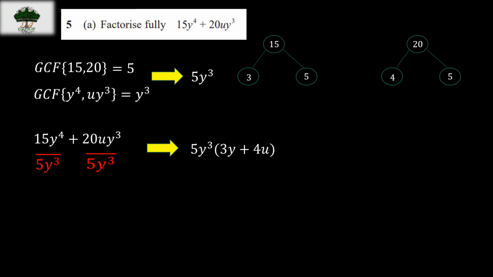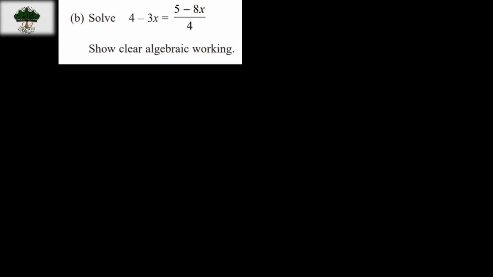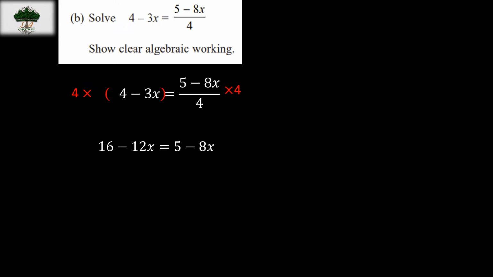Just a simple question. Now let's see the next. In B, he asked to solve this equation. This equation contains a variable on both sides. So number 1, you have to take off this denominator by multiplying both sides by 4. Why by 4? Because we can cancel 4 from the right side, and on the left side, you have to distribute 4. When distributing 4 on the left side, 16, which is 4 times 4, and 12, which is 4 times 3. So 16 minus 12x equals 5 minus 8x.